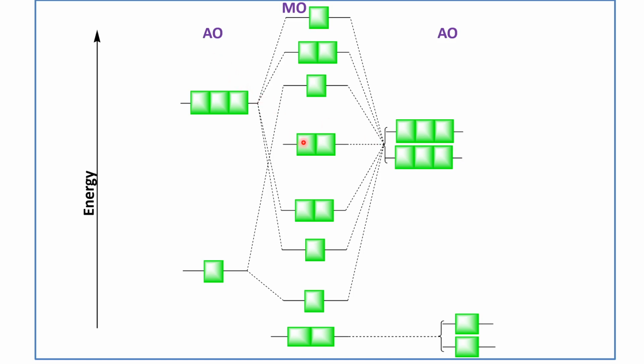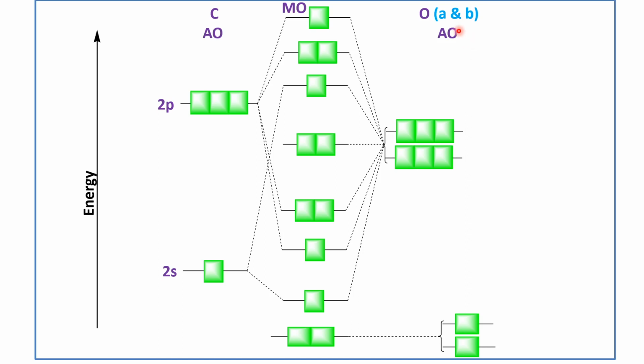So the first atomic orbital is for the carbon, which is less electronegative, and they are 2s and 2p. So as it is less electronegative, it will be shifted nearer to the anti-bonding, or we can say nearer to the above side.